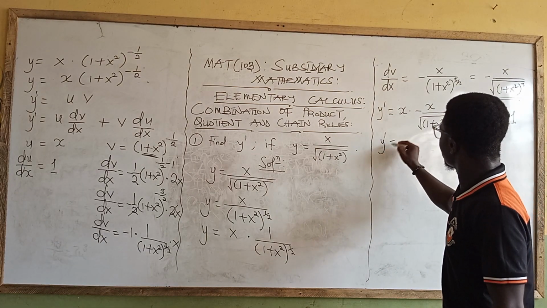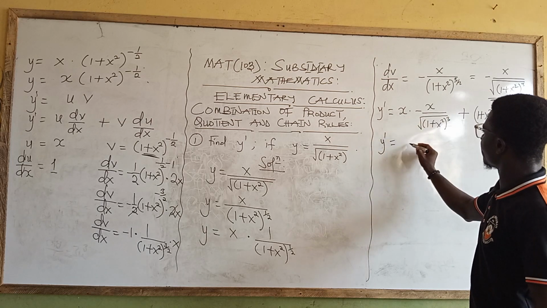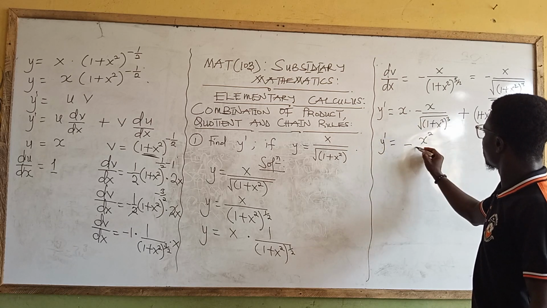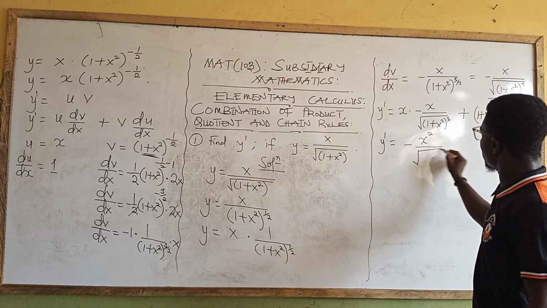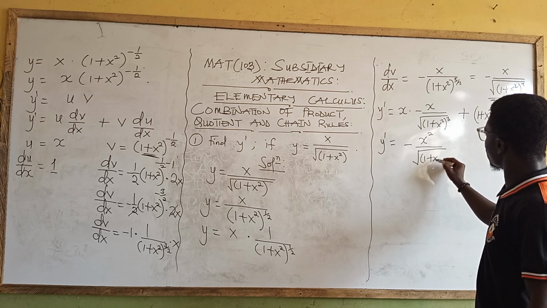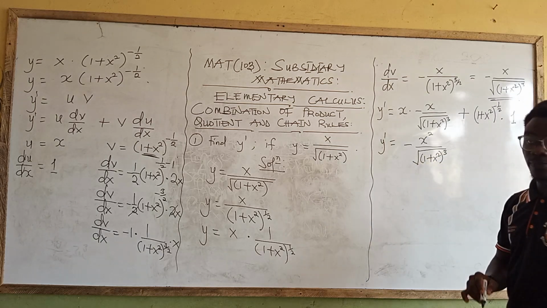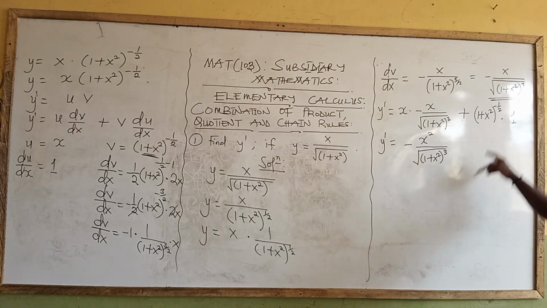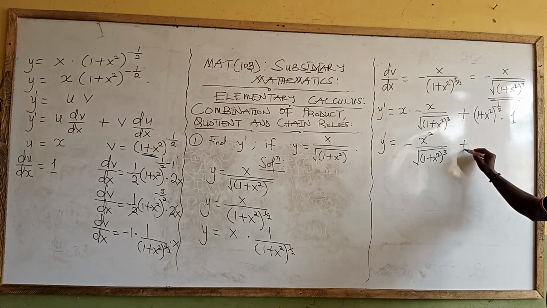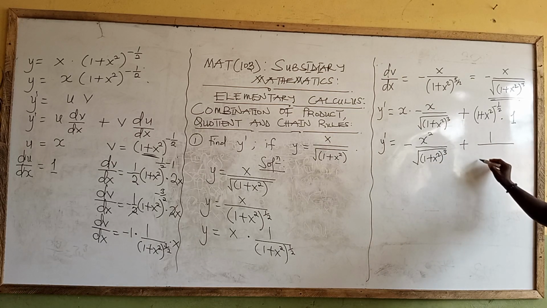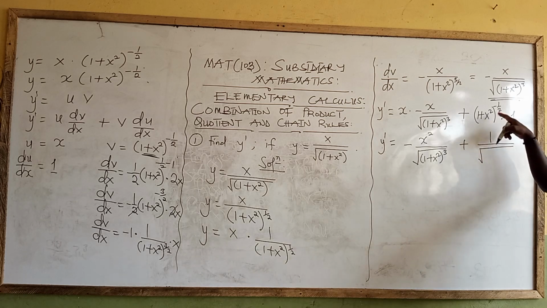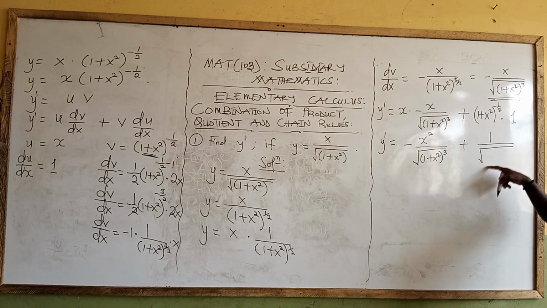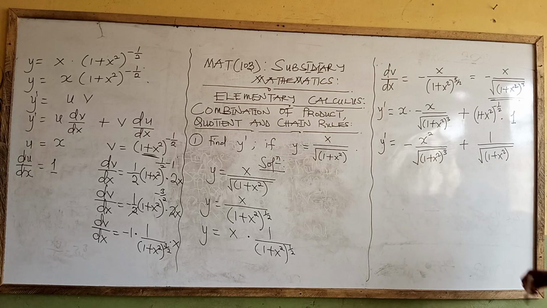Our y prime must be equal to, we can multiply. We get negative x squared all over the square root of (1 plus x squared) exponent 3. Now, this one we can write as plus 1 over the square root, because we get 1 over (1 plus x squared) exponent half, which can be written as the square root of 1 plus x squared. Multiplying by 1 is the same thing as that.